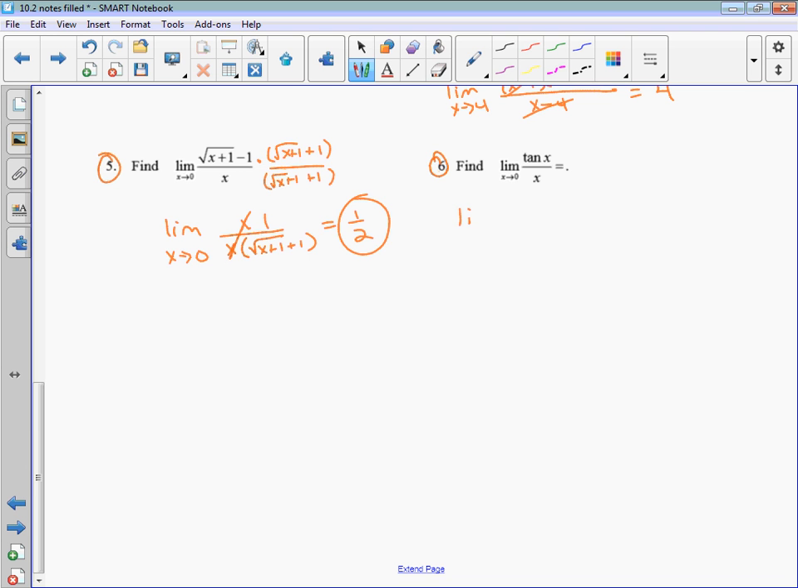Okay, so you guys know tangent is sine over cosine, right? And then I can say times 1 over x. Do you guys agree that that is the same as tangent of x over x? We're okay with that? Okay, so just to write it another way, tangent is sine over cosine. Yeah, do we see it now? Okay.